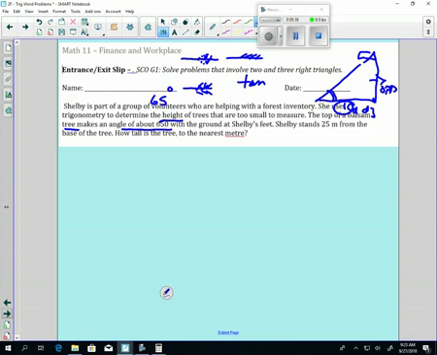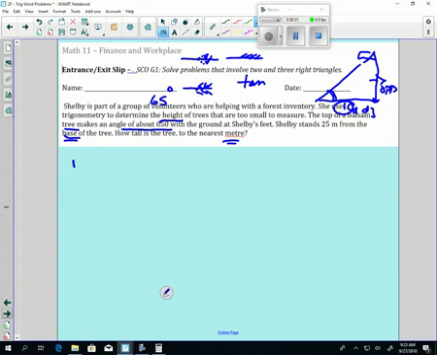That should have been a superscript to make it a degree sign, 65 degrees. With the ground at Shelby's feet, Shelby stands 25 meters from the base of the tree. Base is the bottom. How tall is the tree to the nearest meter? So that tells us our answer is not going to have any decimals. We have to round off to a whole number.